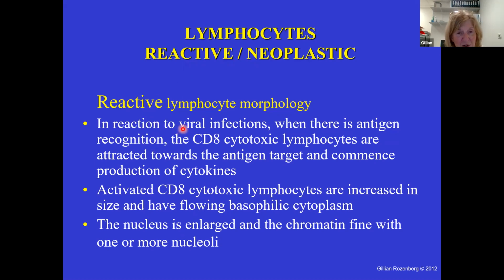In reaction to viral infections, when there is antigen recognition, the CD8 cytotoxic lymphocytes are attracted towards the antigen target and commence to produce cytokines. Activated CD8 cytotoxic lymphocytes are increased in size and have flowing basophilic cytoplasm. The nucleus is enlarged and the chromatin fine with 1 or more nucleoli.